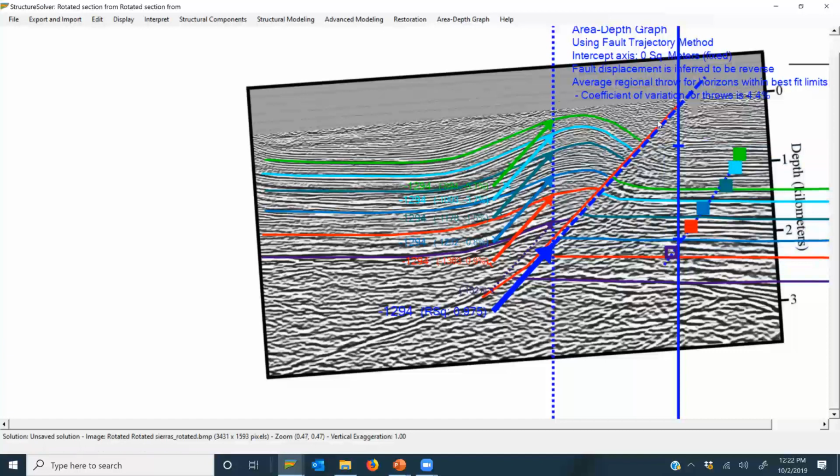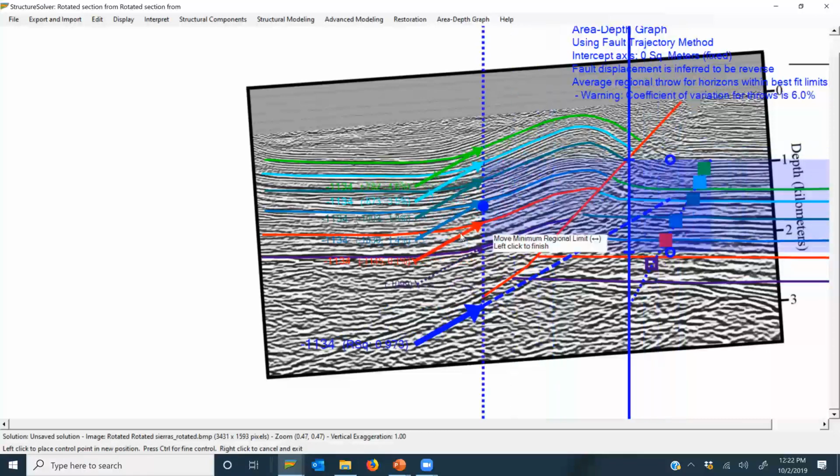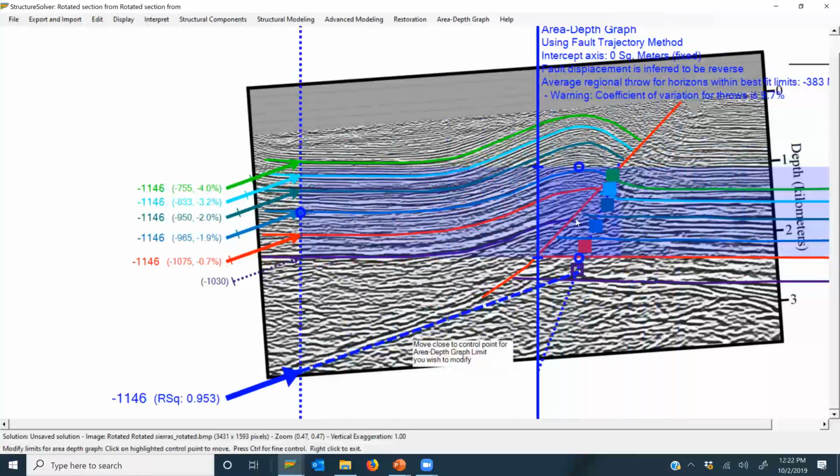So the practical upshot of this is that if you only have a few of these horizons, you can use it to map out a likely fault envelope that is consistent with the shape of the fold as it's been interpreted in the structure.